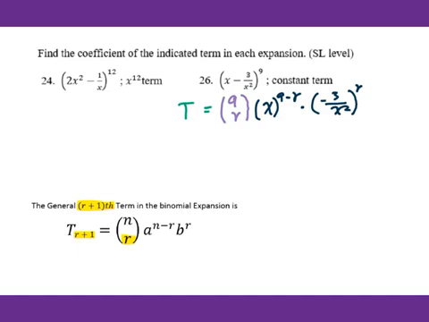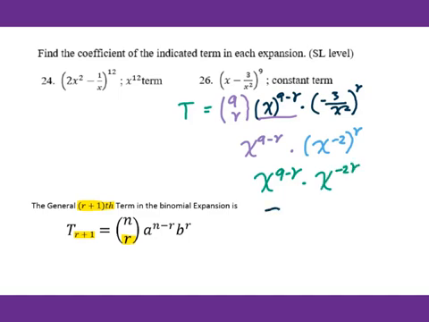Then we figure out variable x. This one, we can get x to the 9 minus r power times 1 over x squared. I can write that as x to the negative 2nd power to the r's power. So we get x to the 9 minus r's power times x to the negative 2r's power. So we get x to the 9 minus r minus 2r, which will be minus 3r's power.